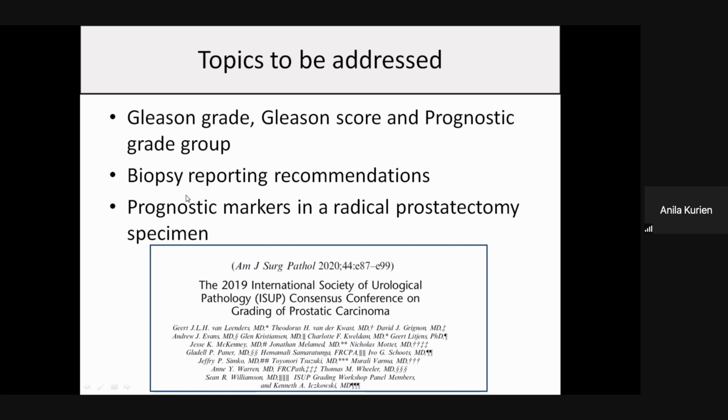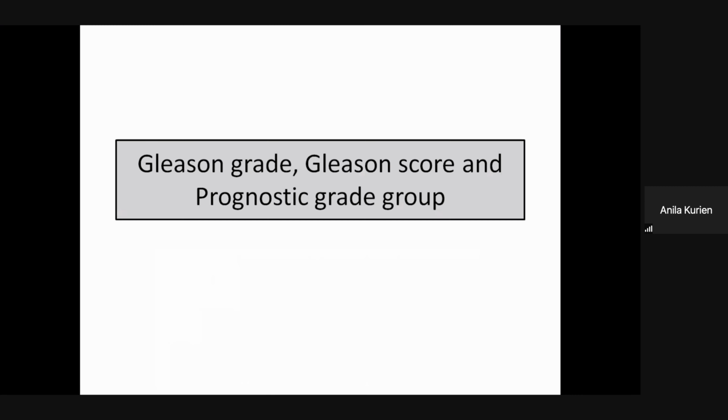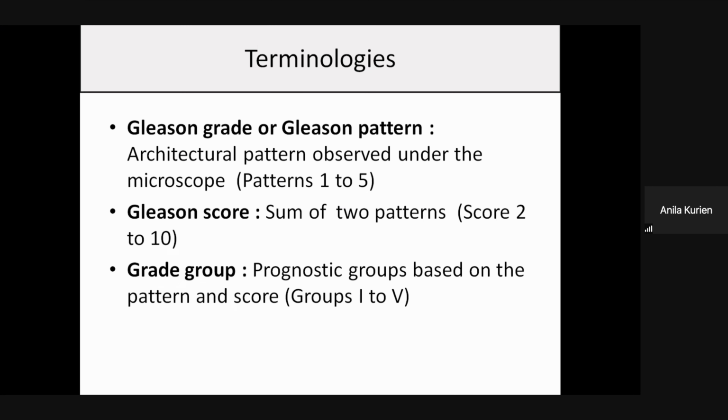Most of my talk would be on the latest recommendations of biopsy reporting, by the International Society of Urological Pathology Consensus Conference, which was published in 2020. This is the latest guidelines which we strictly follow. And a quick few points about the prognostic markers that you would want your pathologist to mention in a radical prostatectomy specimen. So the first thing is a Gleason grade, the score, and the prognostic group.